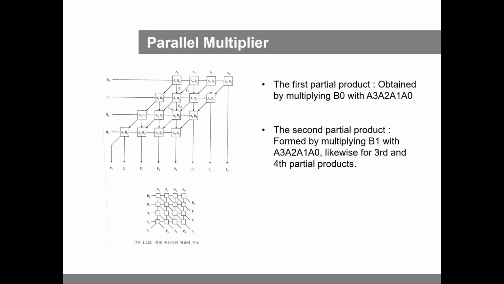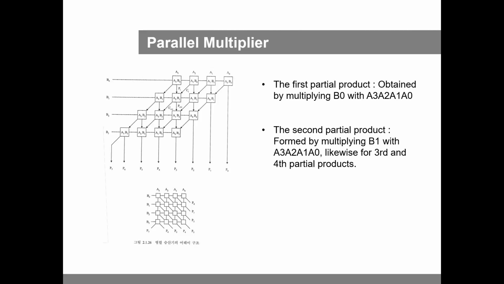The logic circuit for the 4x4 binary multiplication can be implemented by using 3 binary adders along with AND gates. In the above operation, the first partial product is obtained by multiplying B0 with A3, A2, A1, A0. The second partial product is formed by multiplying B1 with A3, A2, A1, A0. Likewise for the third and fourth partial products. So these partial products can be implemented with AND gates.